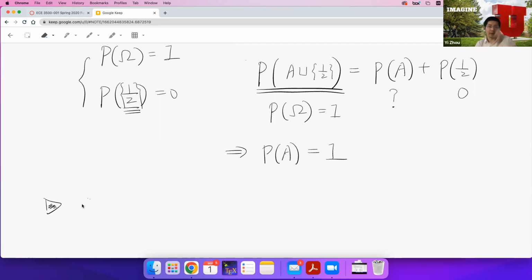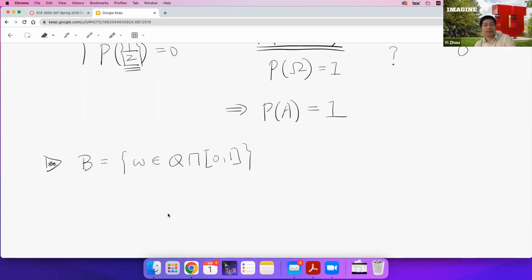Consider the same experiment, but let's consider this event B, where the point that you pick is a rational number. Because we know the real line contains rational numbers and irrational numbers. And this complement event is that the point you pick within this interval is an irrational number. So this Q stands for rational numbers, and Q complement means irrational numbers.